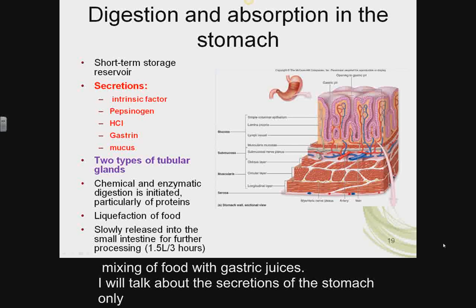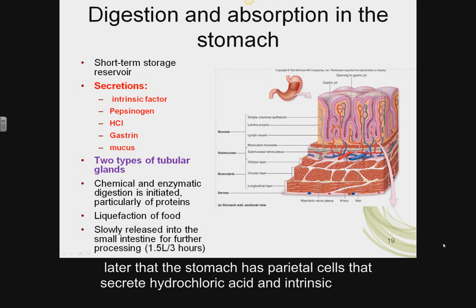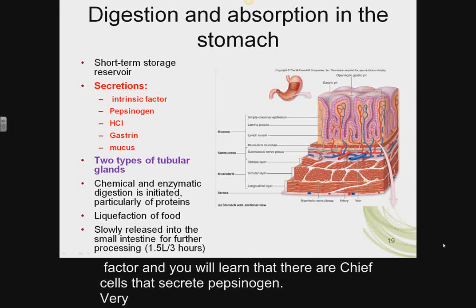I'm going to talk about the secretions of the stomach only briefly here, but we'll expand more in the next few slides. You will learn in more detail that the stomach has parietal cells that secrete hydrochloric acid and intrinsic factor, and you will also learn that there are chief cells that secrete pepsinogen. We'll also learn about the cells that release gastrin and the cells that release the mucin that turns into mucus.